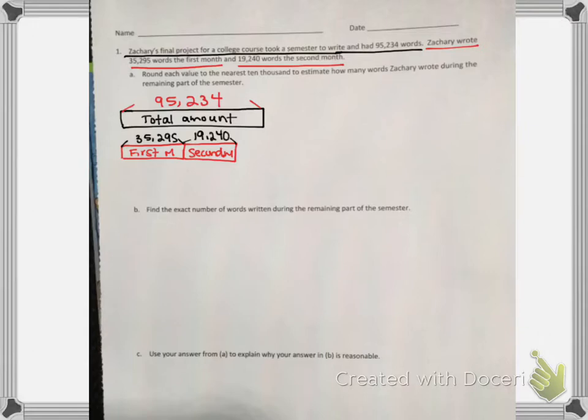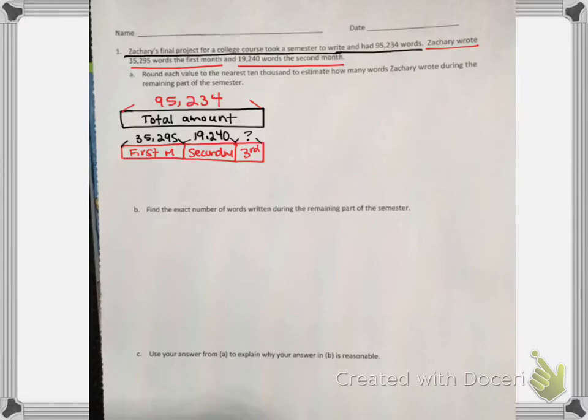Perfect. Awesome. So, round each value to the nearest 10,000 to estimate how many words Zachary wrote during the remaining part of the semester. So we have a chunk here that is unknown. This is like the third semester, and it's unknown. We don't know what that amount is. So they want us to round to the nearest 10,000 in order to solve. Now, this seems pretty simple. What we can do is add these two amounts and subtract it from our total, and we'll get the third semester. Okay, so let's do that.